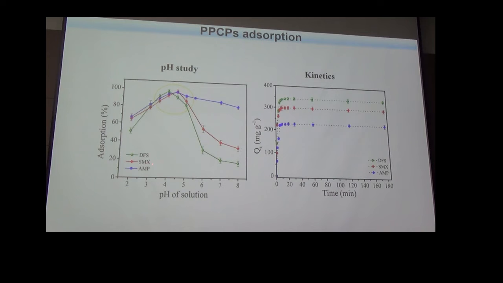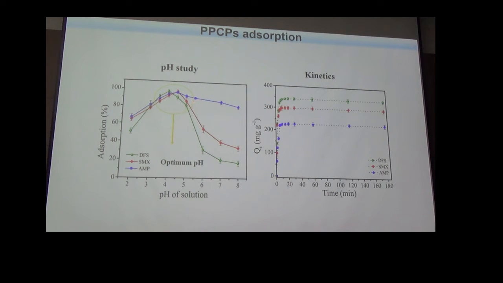And for the SMX, the optimum pH value is 4.5, and as also for the AMP, the optimum pH is 4.5. And further increment in the pH results in a decrement in the absorption percentage. The reason for the low absorption at lower pH is because of the protonation of the adsorbent surface, which restricts the interaction of PPCP with the adsorbent surface.